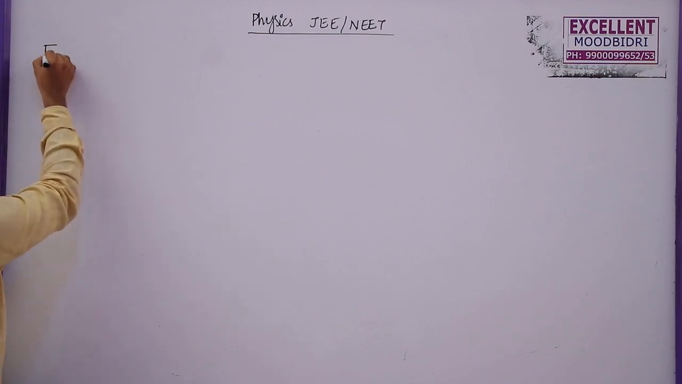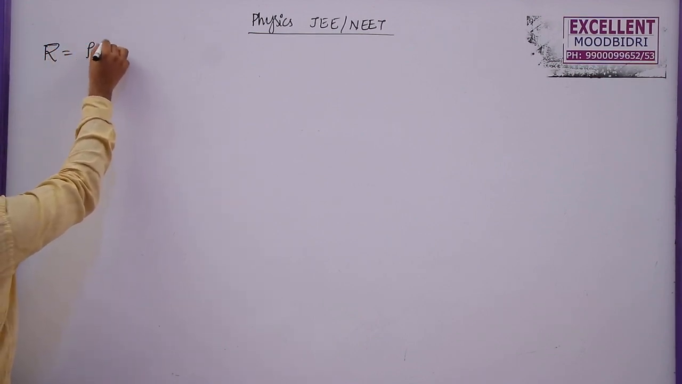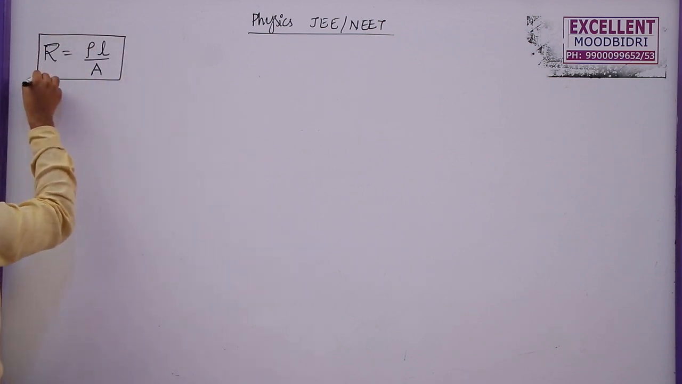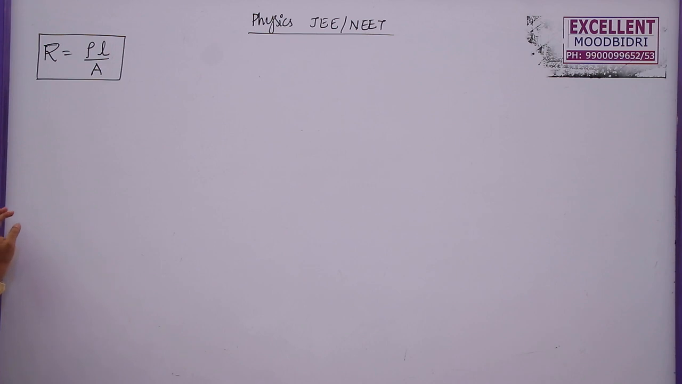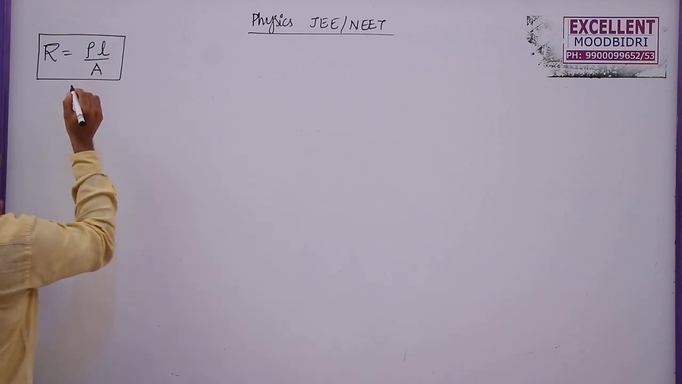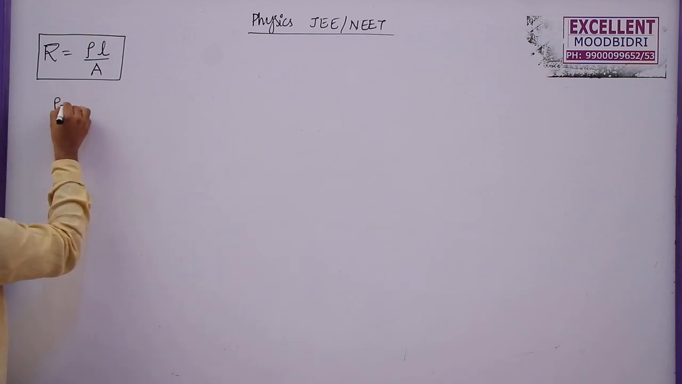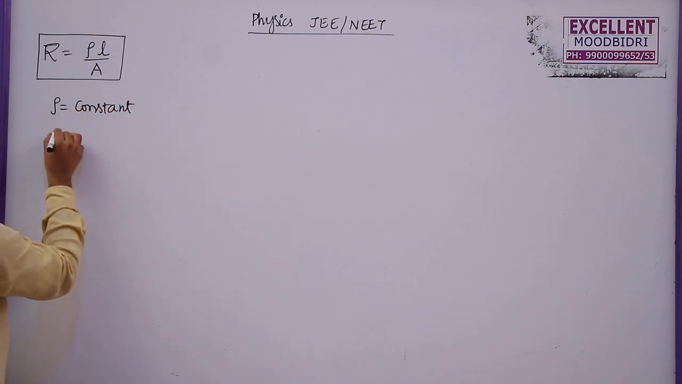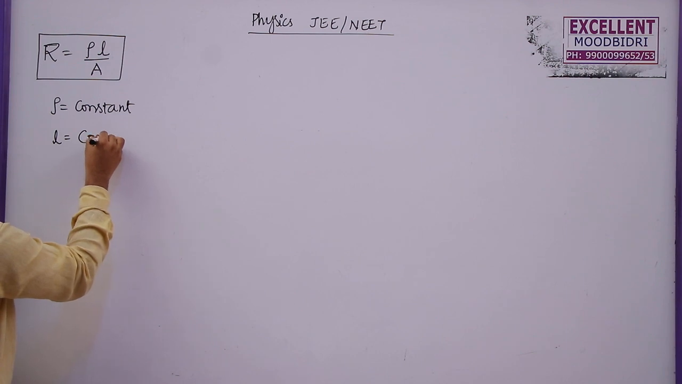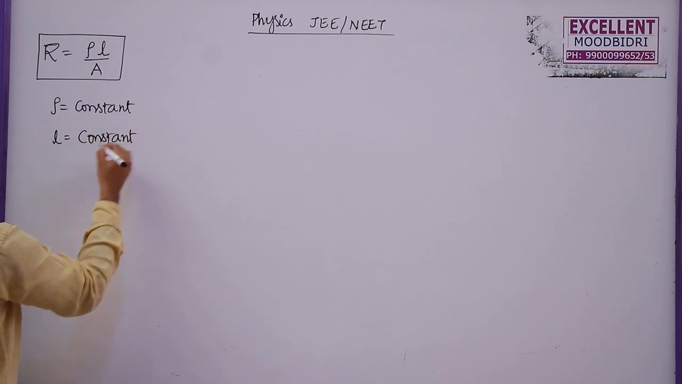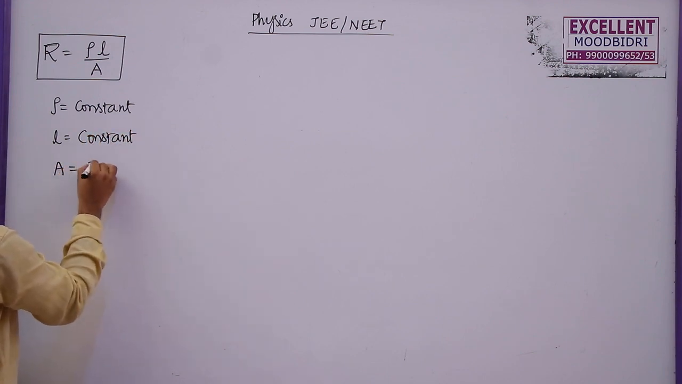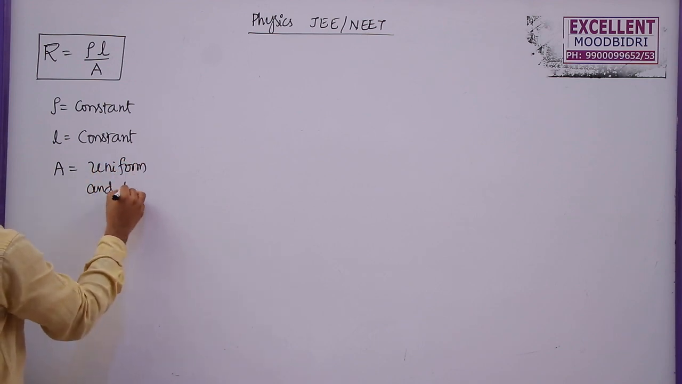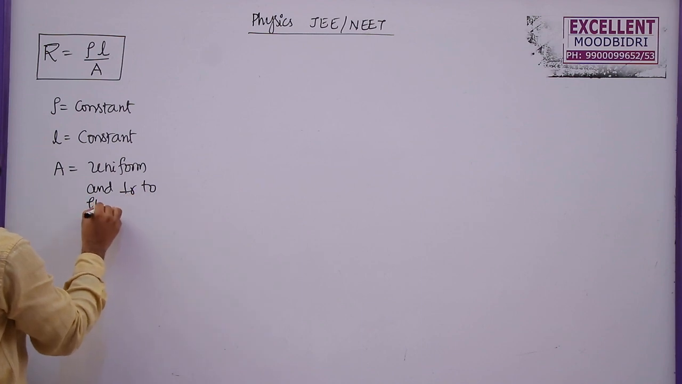The resistance of a conductor is given by rho L by A. We can use this formula directly to find the resistance of a conductor only under some conditions: rho should be a constant, it should not be variable; L is a constant; and the area is uniform and perpendicular to the flow of current.